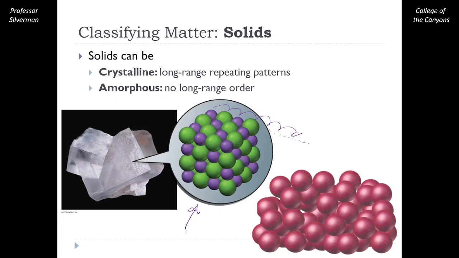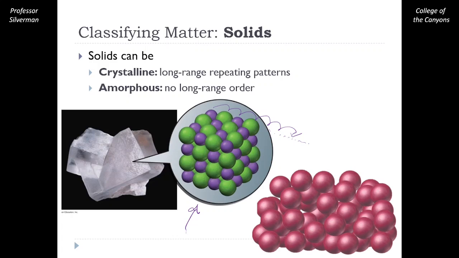We can look at that pattern and predict exactly where the next green atom should be, where the next purple atom should be, so on and so forth. The alternative are called amorphous solids. Amorphous solids do not have a repeating pattern. All those atoms are just jumbled together, still packed together and held rigidly, but you can't predict where the next one is going to be because there's no repeating pattern to base that off of.